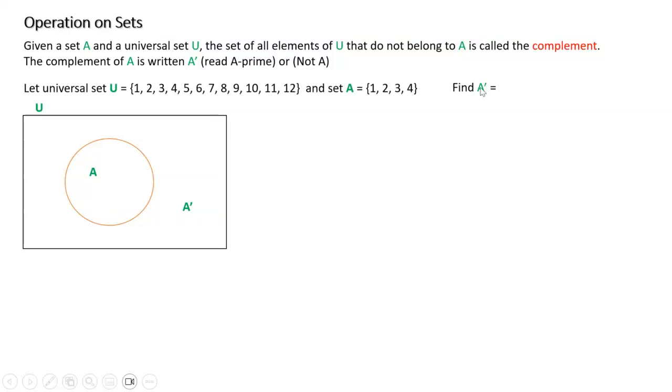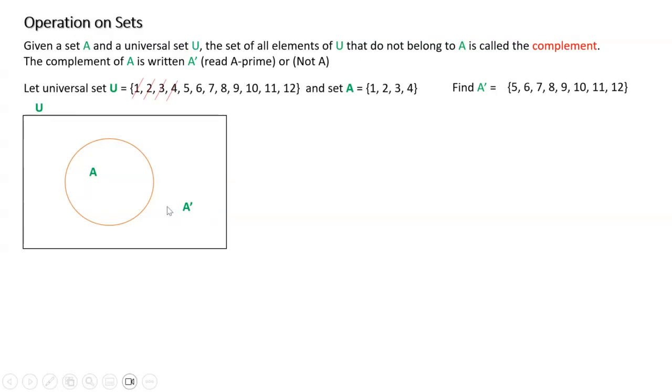So not A means the complement of A. I'm going to go to my universal set. A means not 1, not 2, not 3, and not 4. So not A is going to be 5, 6, 7, 8, 9, 10, 11, 12. That's your result. That's the answer.